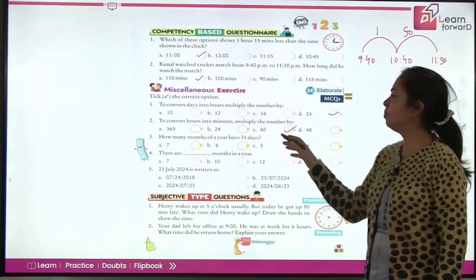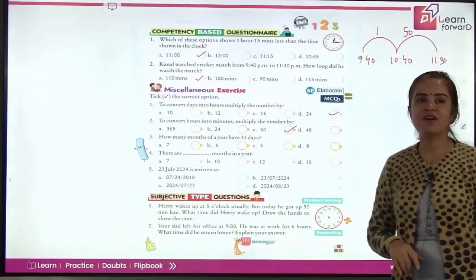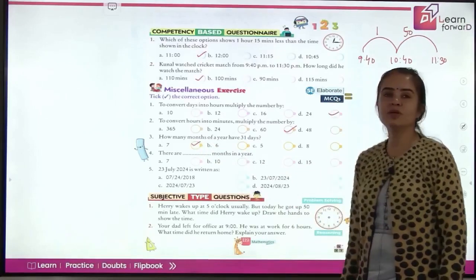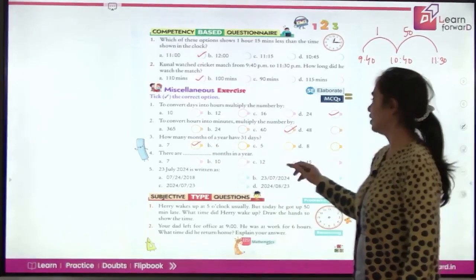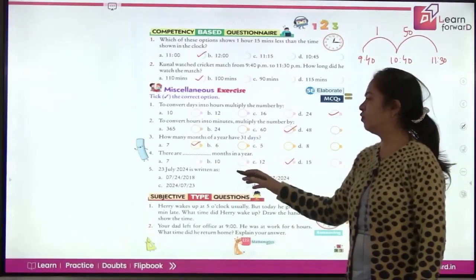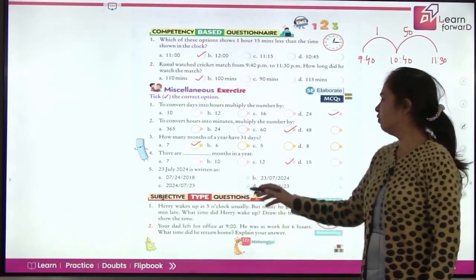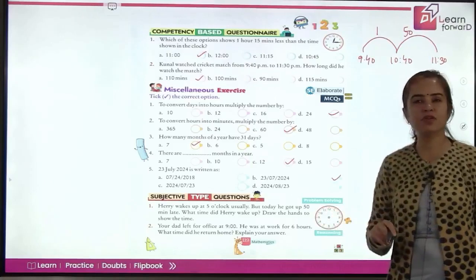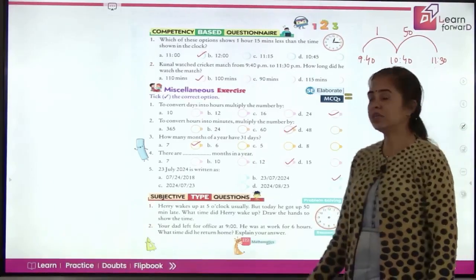Perfect. How many months of a year have 31 days? Wow, you remember that. It's 7 months. And there are dash months in a year? 12 months. 23 July 24 is written as, where is 23 July 2024? That is perfect. Now, subjective type questions for you.